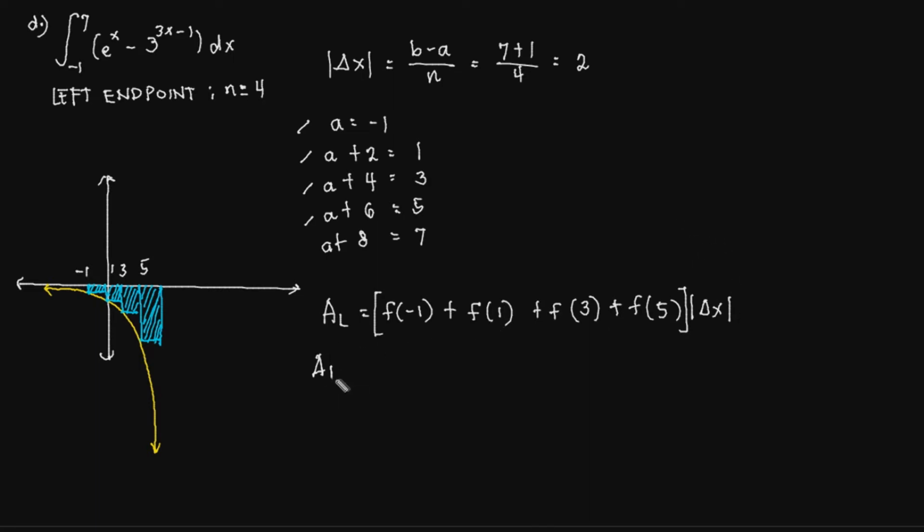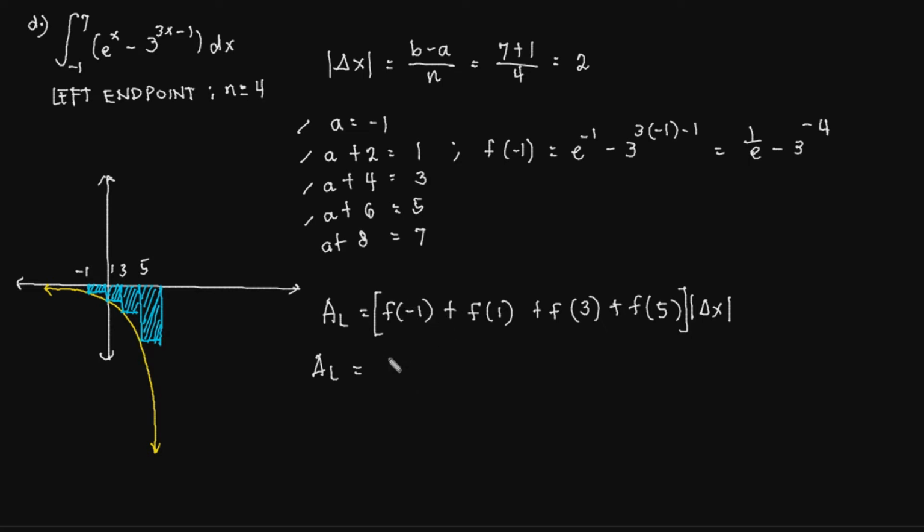So, a sub L would be, ano ba yung f of negative 1? So, you just have to substitute yung negative 1 dito sa ating expression. So that is e raised to negative 1. So from this, f of negative 1 is equal to e raised to negative 1 minus 3 raised to 3 times negative 1 minus 1, which is equal to 1 over e, and then I think this will be minus 3 raised to negative 3 minus 1 would be negative 4. Okay? So, pwede rin tong e raised to negative 1. So, ito yung ating values for the first one, for the first term here, no?